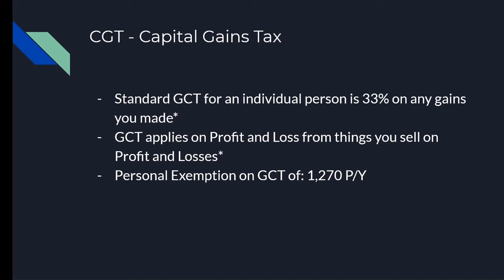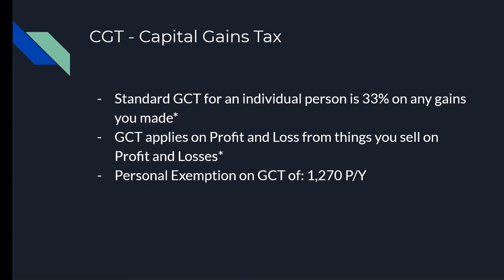The standard capital gains tax for an individual person in Ireland is 33% on any gains you made. Each year, you have a personal exemption of 1,275 euro per year, right? So if you earn anything above that from selling shares, you will have to pay tax on it.